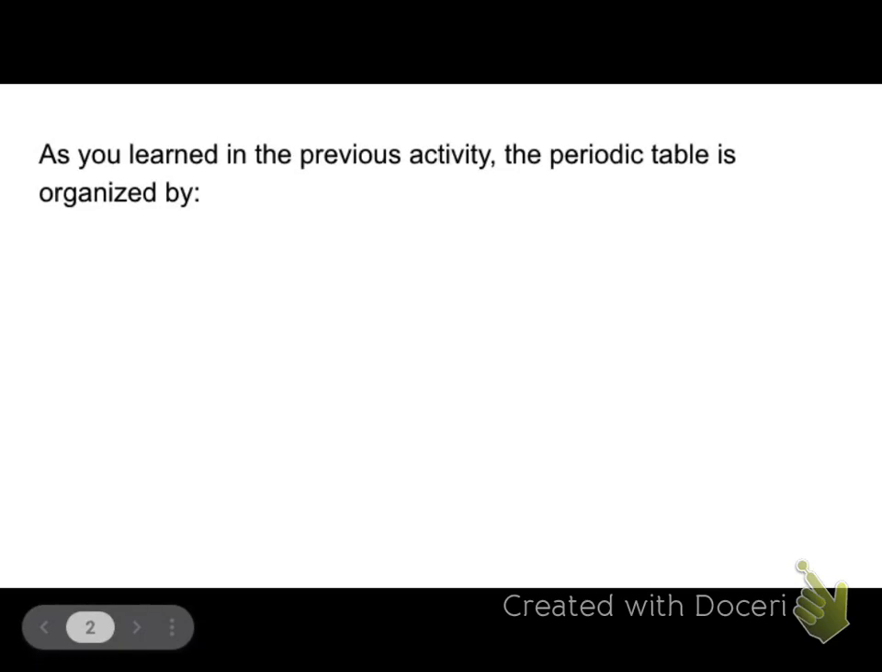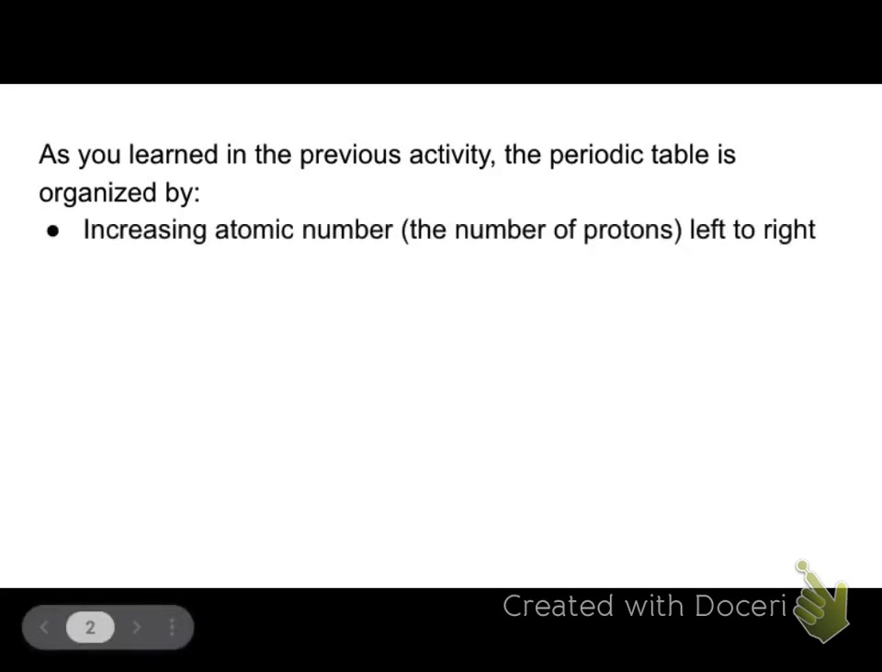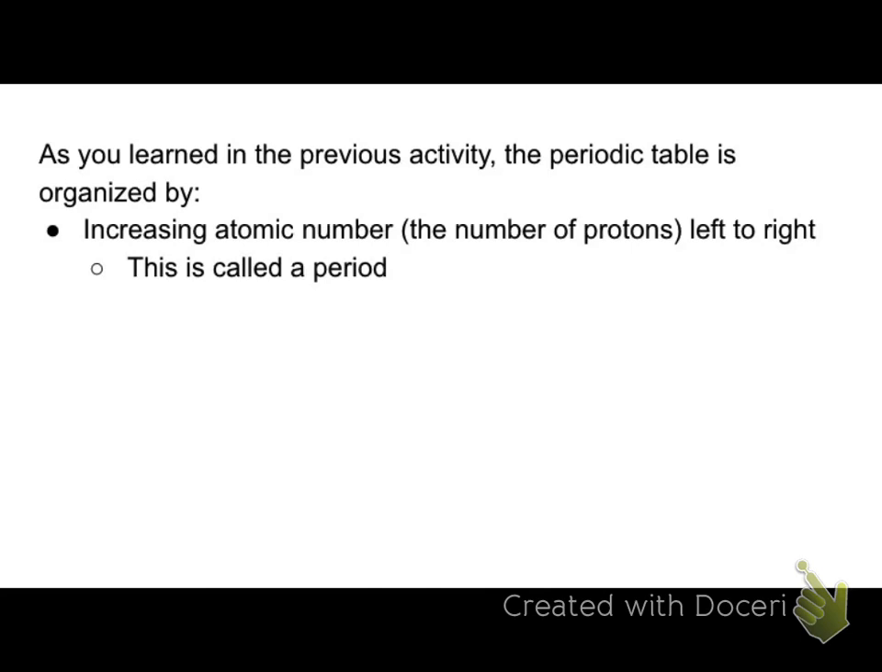As we learned in the activity that we did prior to these notes, the periodic table is organized in the following ways. By increasing atomic number as you go left to right. So if you remember, atomic number is the number of protons in the nucleus of the atom. And if you look at the periodic table and you go from the left side to the right side across the rows, you will see that the number increases. The rows that go left to right on the periodic table are called periods. There are 7 of them. 7 rows, 7 periods.